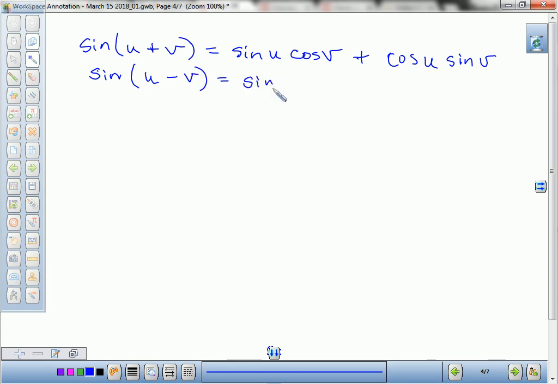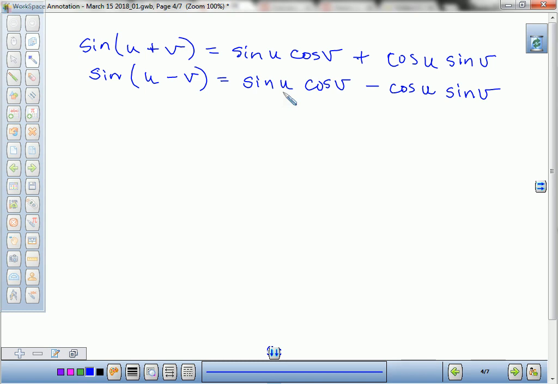Okay, so this one's very similar. It's sine of the first times cosine of the second. And what do you think the sign's going to be right here? Subtraction, and then cosine of the first, sine of the second. Does it matter if you flip it around, if cosine times sine comes first, minus sine times cosine? Okay, yeah, multiplication is commutative.